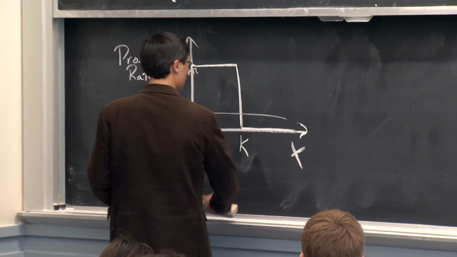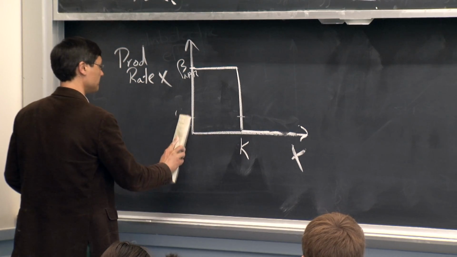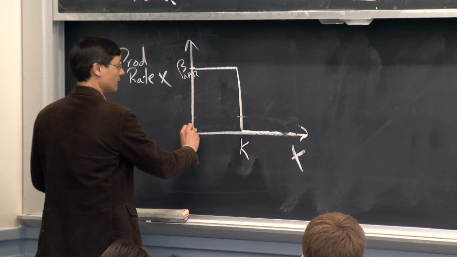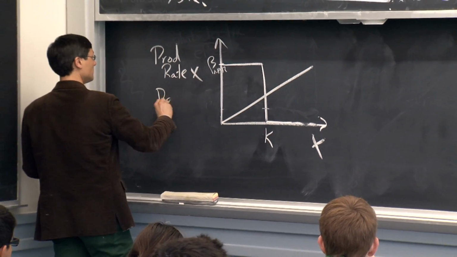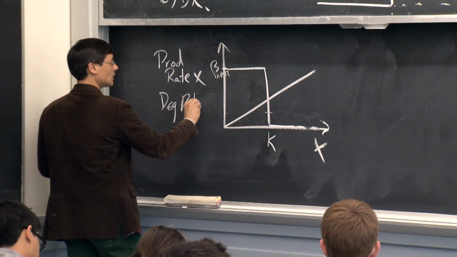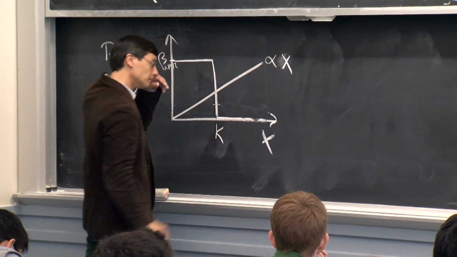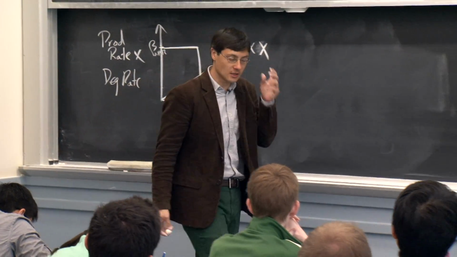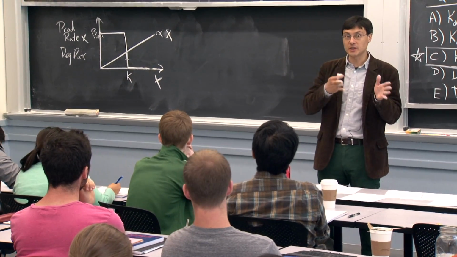OK, so what about this idea of robustness? Well, here we have the production rate and then the degradation rate. So this is an alpha x. And my question here is, I told you that for robustness, you have to say something is robust to something else.